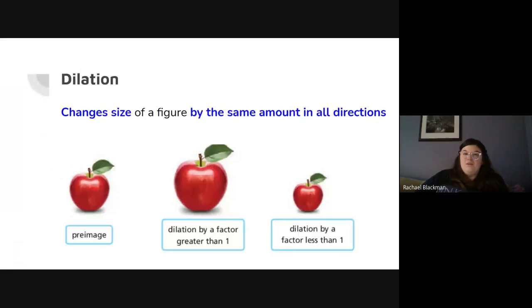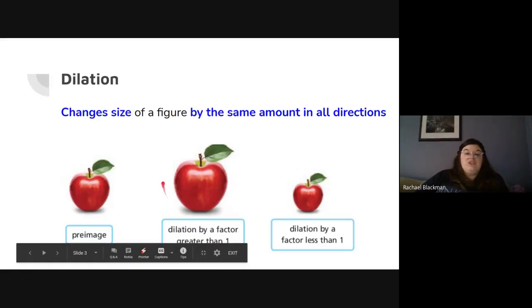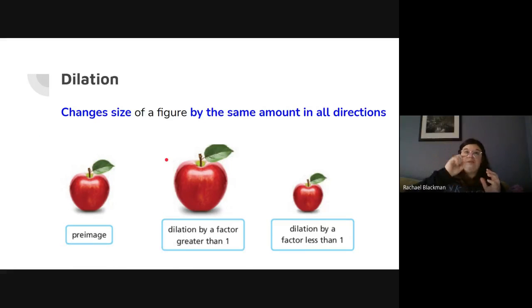So you may want to write down a little thing. If you're doing a dilation by a factor greater than 1 equals bigger. If you're doing a dilation by a factor that's less than 1, maybe you're taking your pre-image apple and you're multiplying it by 1/2, right? That would be a dilation by a factor that's less than 1. So your figure is going to get smaller. Or maybe you multiply by 3/4, right? 3/4. That's a number that's less than 1. So your apple's going to get smaller, all right? Pause if you need to.